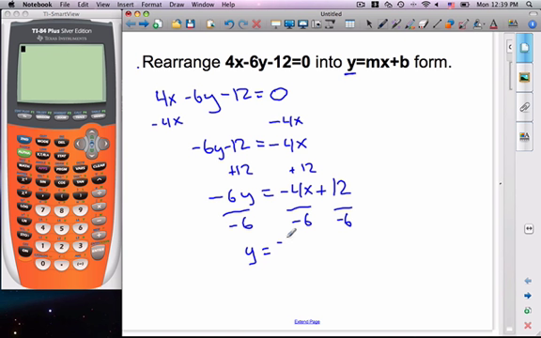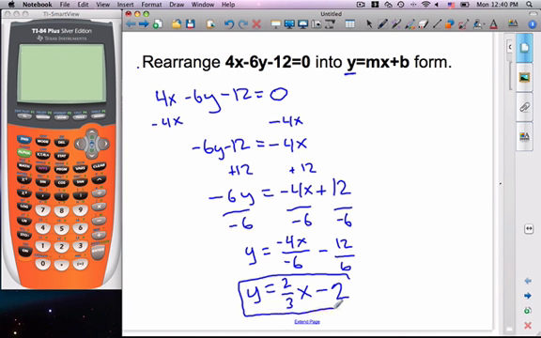And then we'll have negative 4x over negative 6. And then on this side, we will have minus 12 over 6. So we'll have y equals, this is going to be 2/3 x minus 2. And that is our answer in y equals mx plus b form.